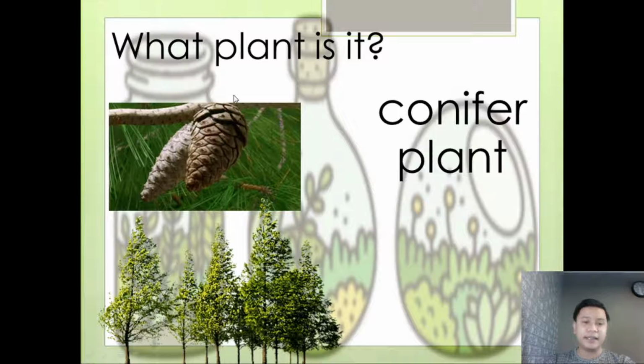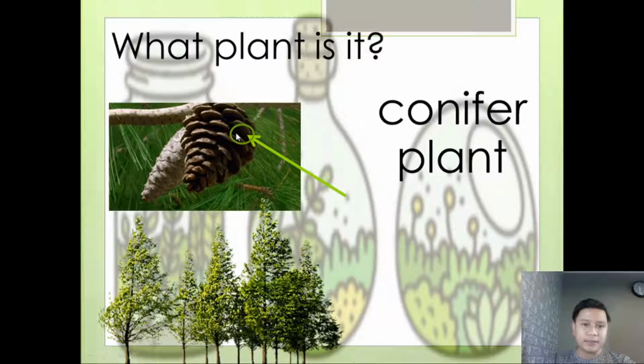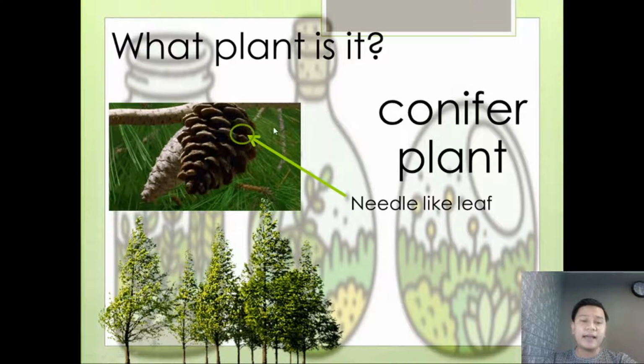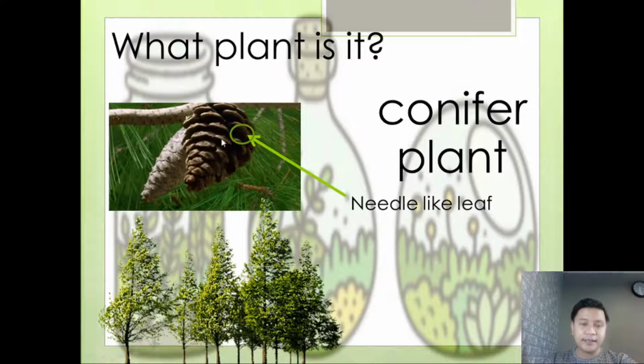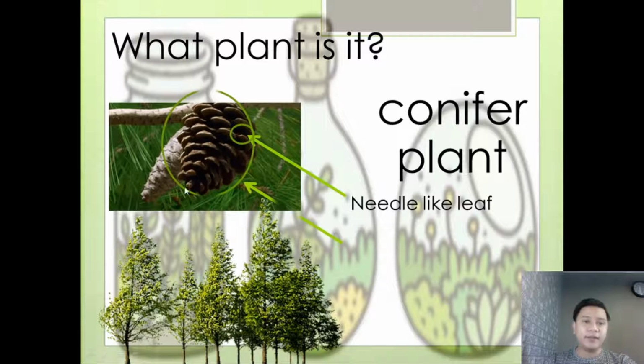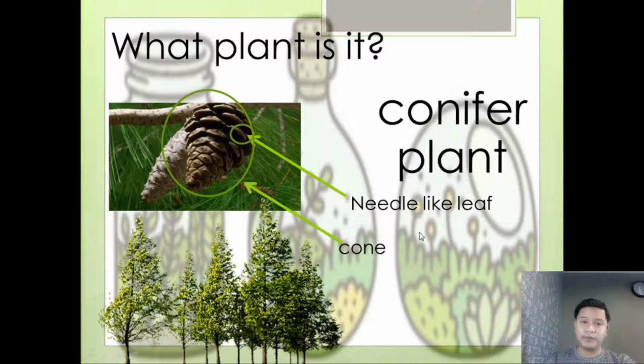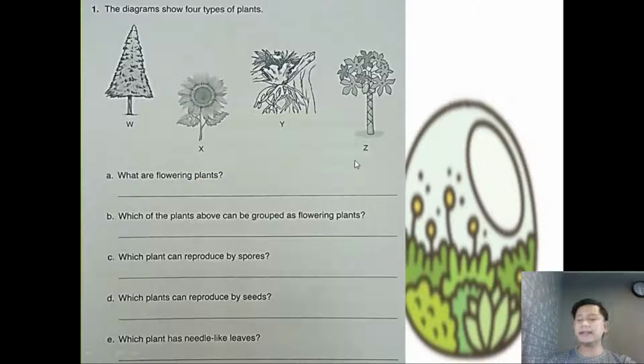In this conifer tree, this is what we call the needle-like leaf. This single leaf is what we call a needle-like leaf. And the whole thing here is what we call the cone. Now we are going to answer the worksheet, so it can help you answer the following questions. W is the conifer tree, X is the sunflower plant, Y is the orchid plant, and Z is the papaya tree.